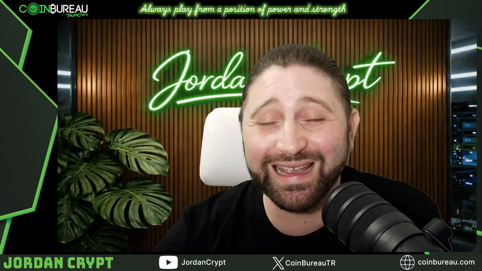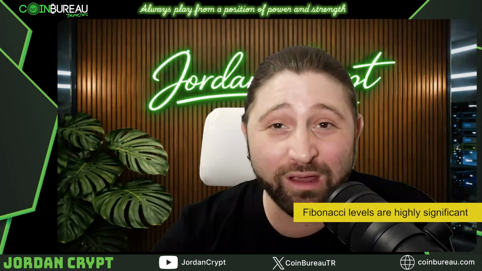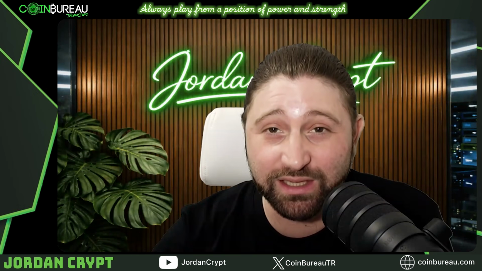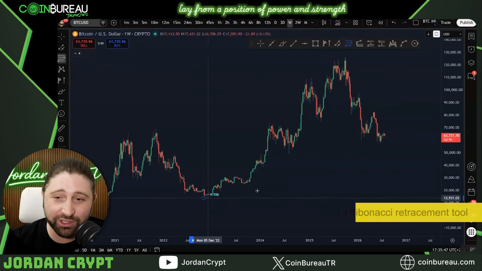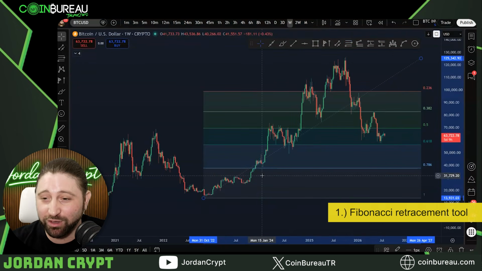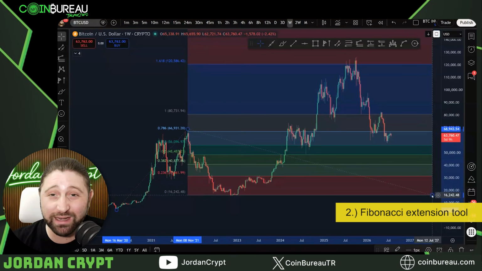It is simply because thousands of traders, institutions, and algorithms run on these same levels. And thus, price very often gives strong reactions at these levels. The two major Fibonacci drawing tools to understand are the Fibonacci Retracement, which is the simpler of the two, and the Fibonacci Extension. And I'm going to now give you a breakdown of both.